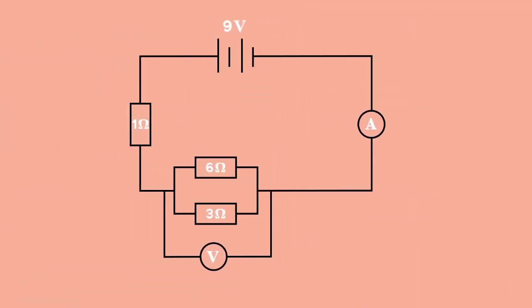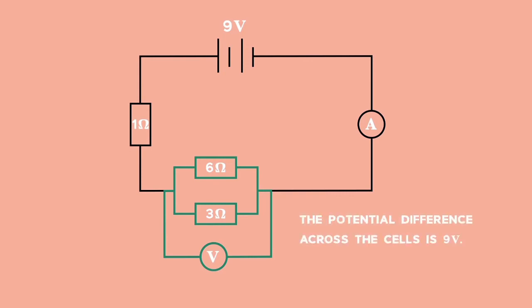Let's look at a simple circuit. In the circuit, the 9-volt battery and the ammeter have negligible resistance. Voltmeter V has a very high resistance. If we look at the circuit, we have a series part of the circuit drawn in red. There is a parallel part to the circuit drawn in green. The potential difference across the cells is 9 volts.